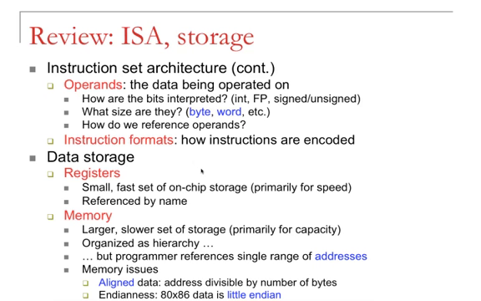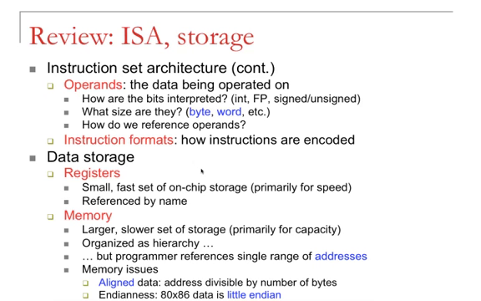For data storage, we have two options. We can store data either in a register or in a memory location. These two storage types have advantages and disadvantages. Registers are small, but the access speed is fast because they are on chip. They are part of the microprocessor. Registers are referenced by name, so when you want to work on the values stored in a register, you just put the name of the register into the instruction.